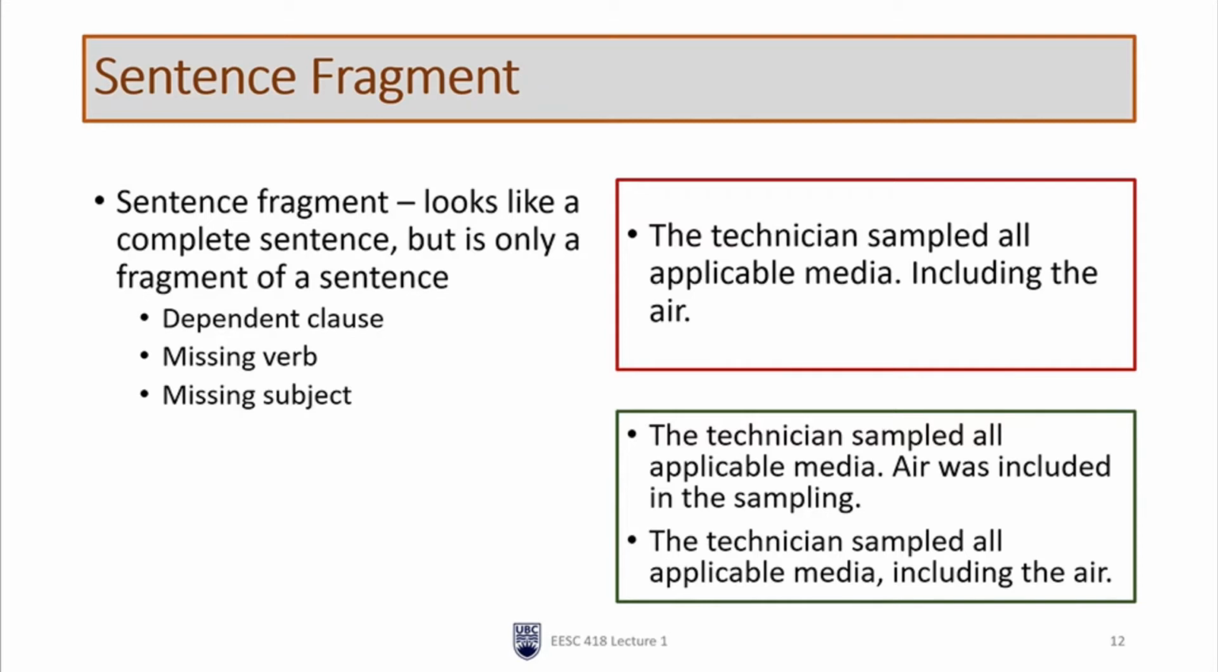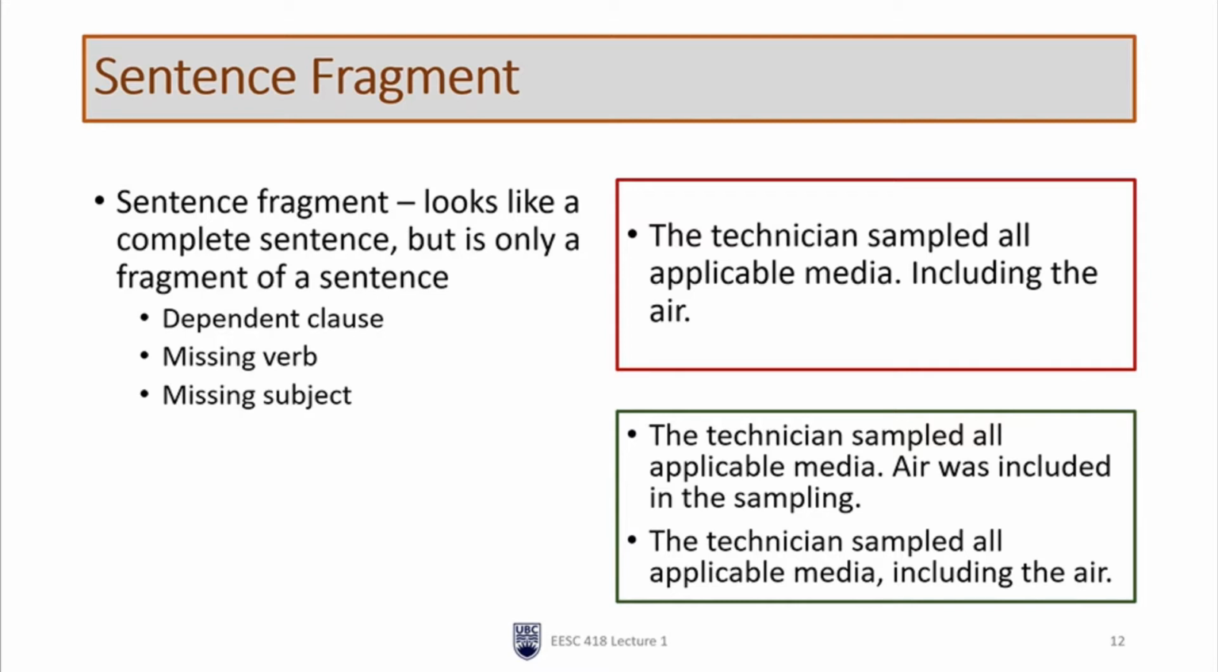It might be an independent clause, except that it's missing a verb or its subject. And in many cases, writers will write a sentence assuming that you know what the verb or subject is. And this is unacceptable in technical writing. So our example here shows a sentence fragment. The technician sampled all applicable media, including the air.